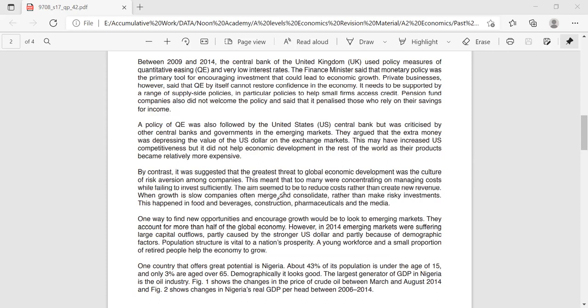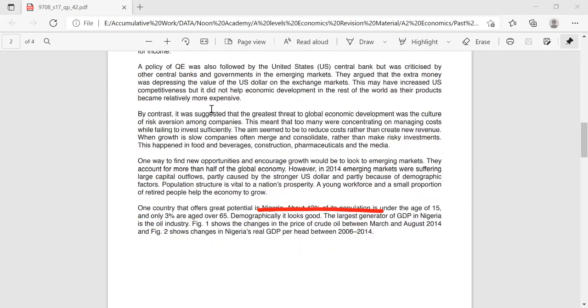You know what a merger is, right? When companies merge, rather than make risky investments. This happened in food and beverages, construction, pharmaceutical, and the media, right? So you're getting me? What is happening in this case? So the problem, according to this, is that companies are not investing in new projects and they are becoming more risk averse, right? They're trying to cut their costs, they're laying off people, they're downsizing, and so on.